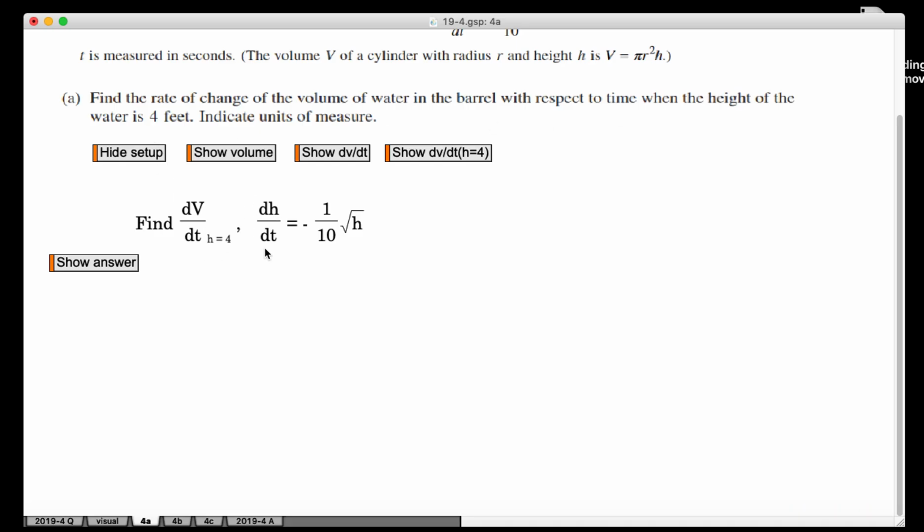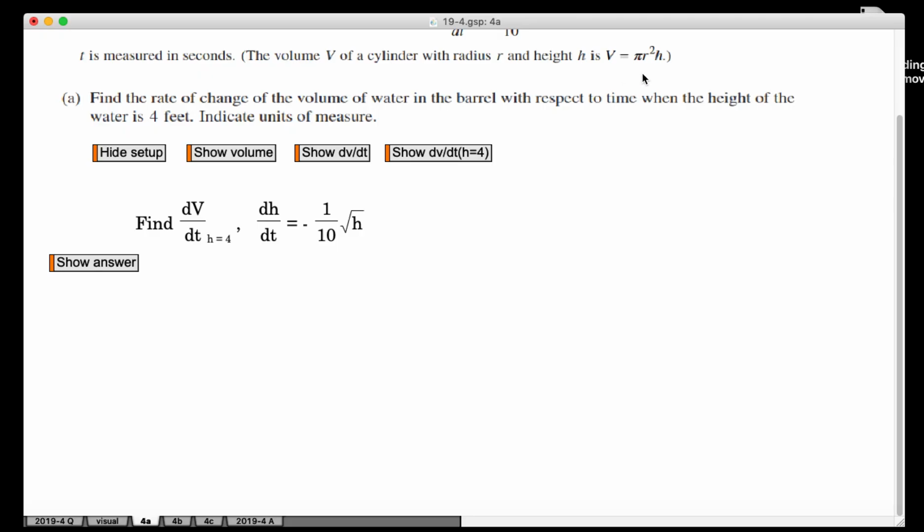And we're given the rate of change of height with respect to time is minus 1/10 square root of h. So we're looking for this and we're given this. Now the way I usually do these, the way to help you set it up, we need an equation involving v and h, these two variables. And so you look for that.